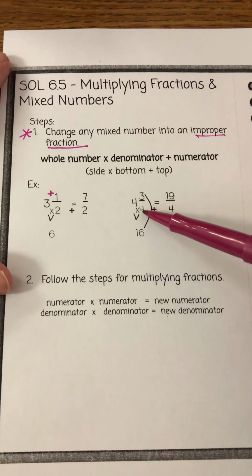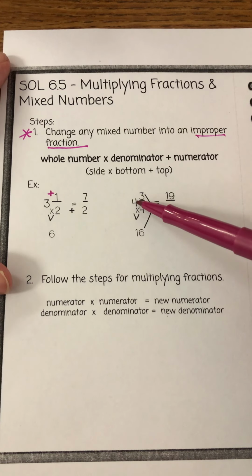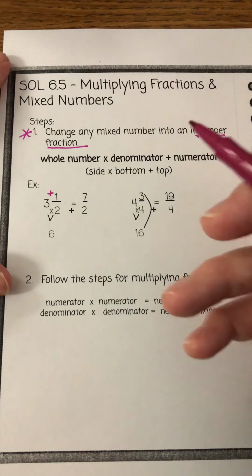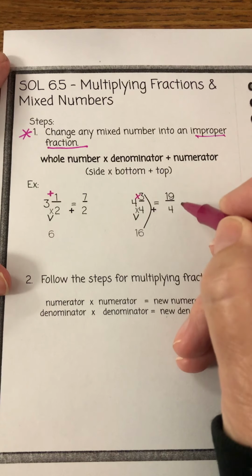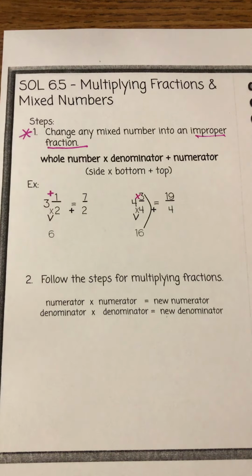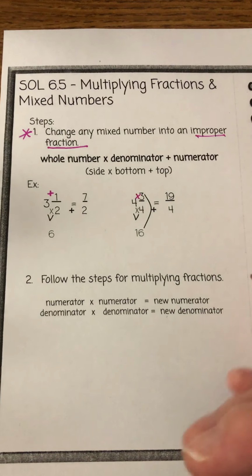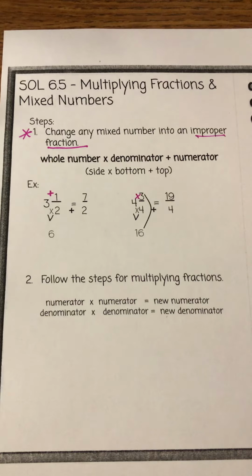Here, you do 4 times 4, which is 16. And then 16 plus 3 is 19. So you have 19 fourths. Now remember that when you multiply here, we're going to multiply our numerators together and our denominators together. All right, so let's move on.